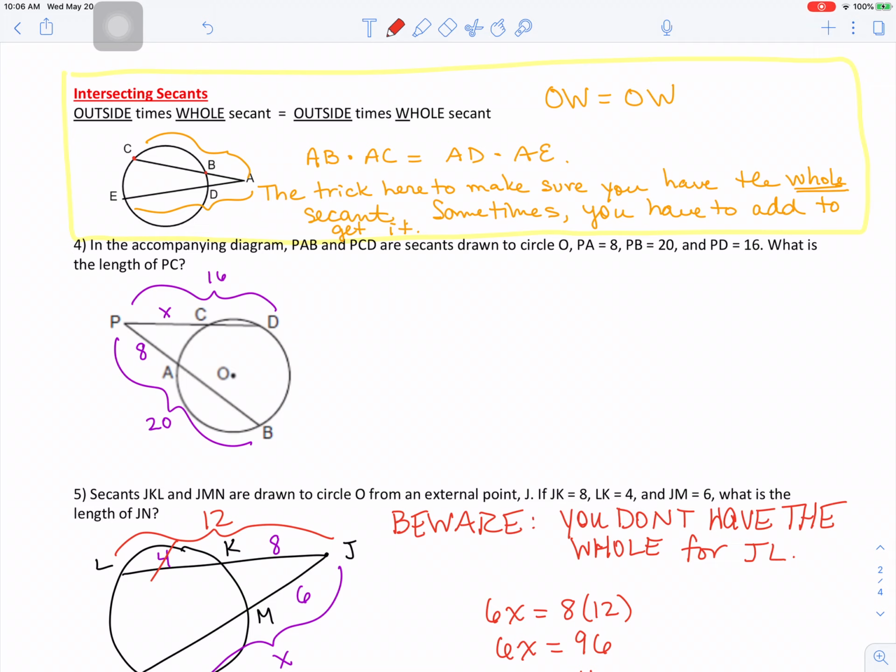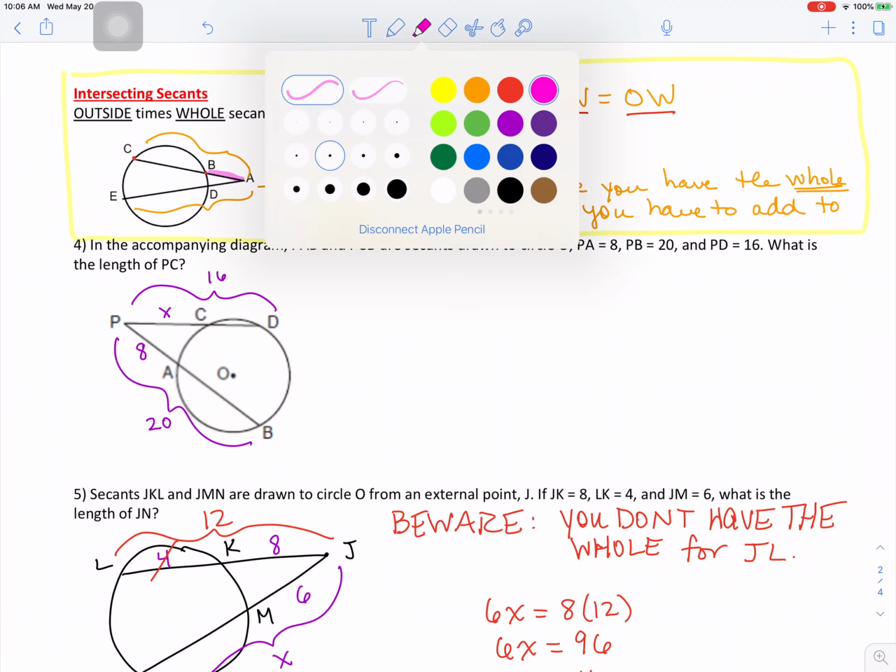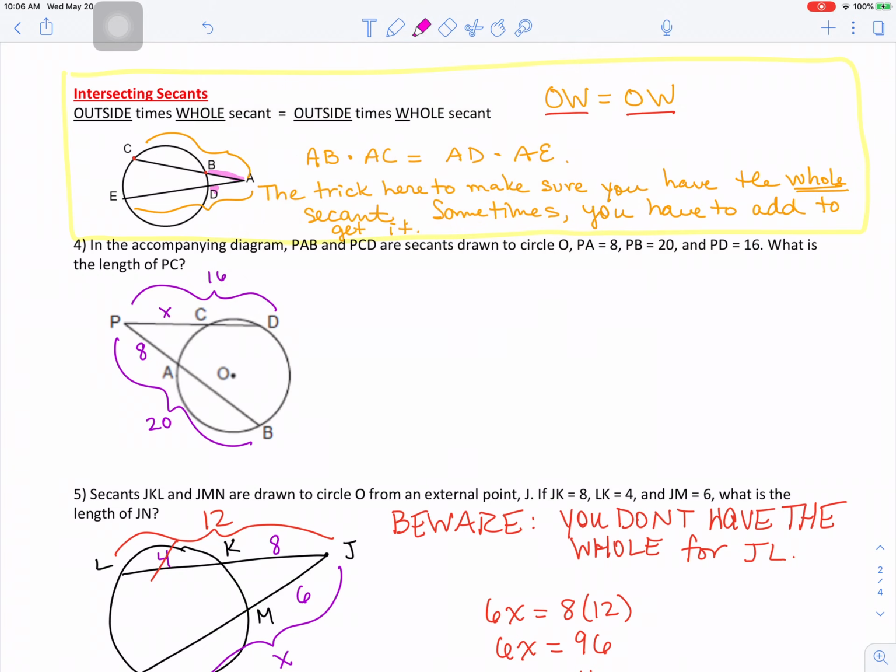Okay, the relationship here is something to memorize. I call it OW equals OW. And that's outside times the whole secant is equal to the outside times the whole secant. That's it. The outside piece, let me get a highlighter, multiplied by the whole secant is equal to this outside piece multiplied by the whole secant.